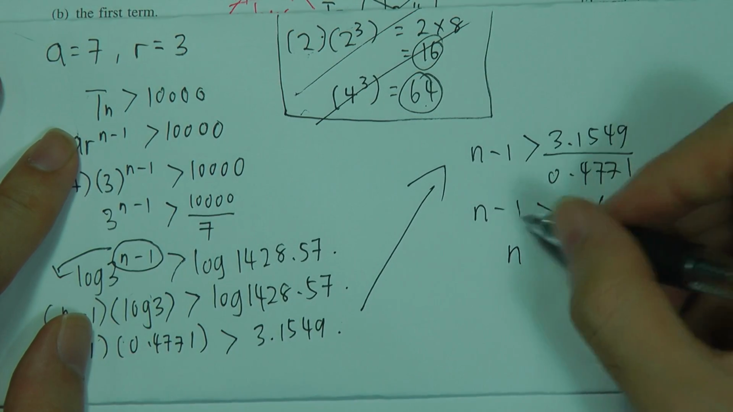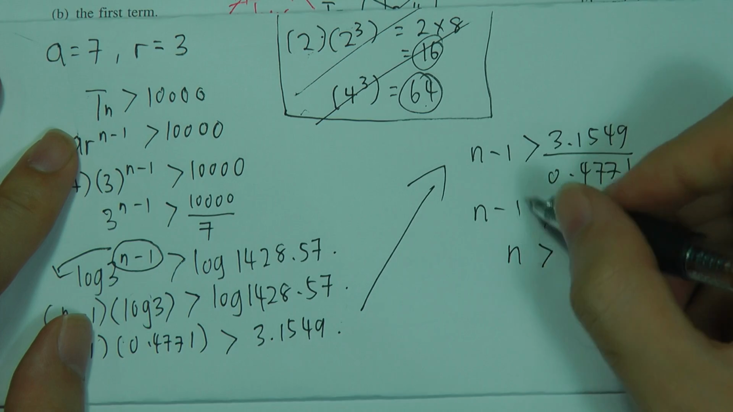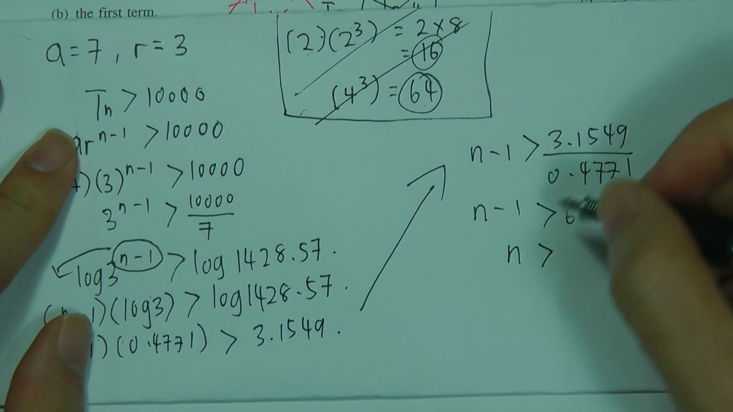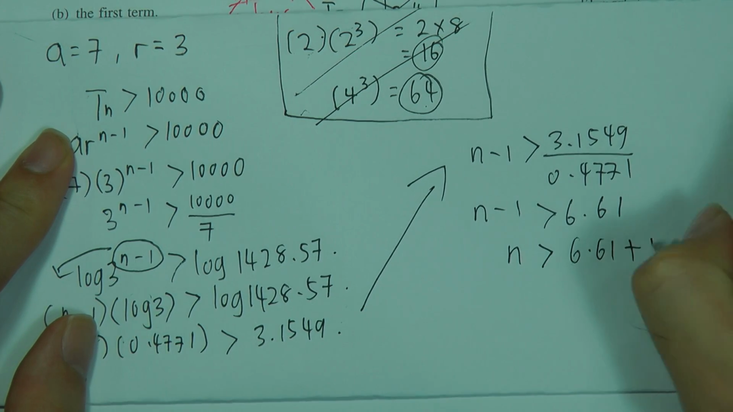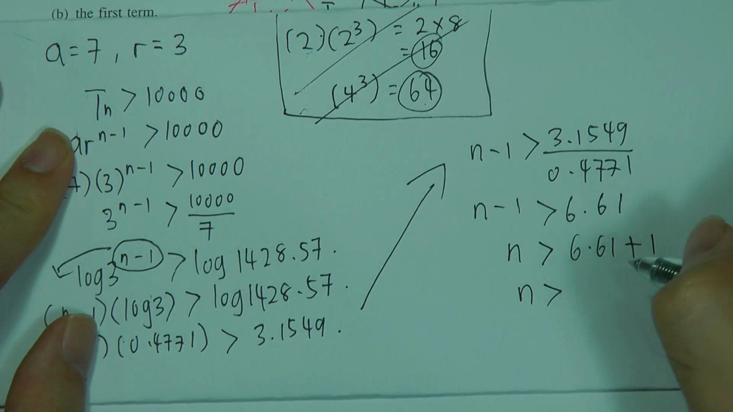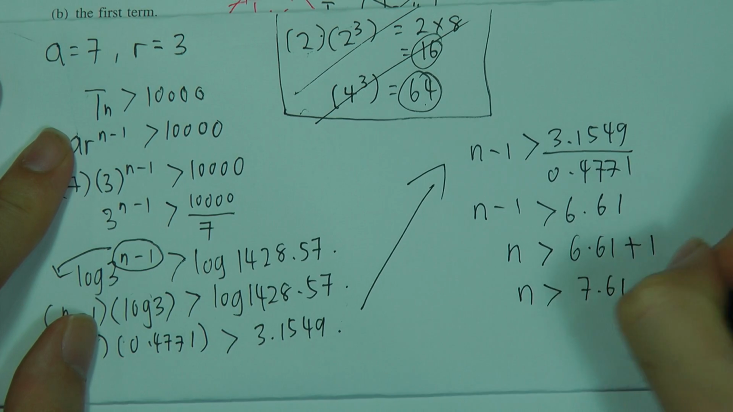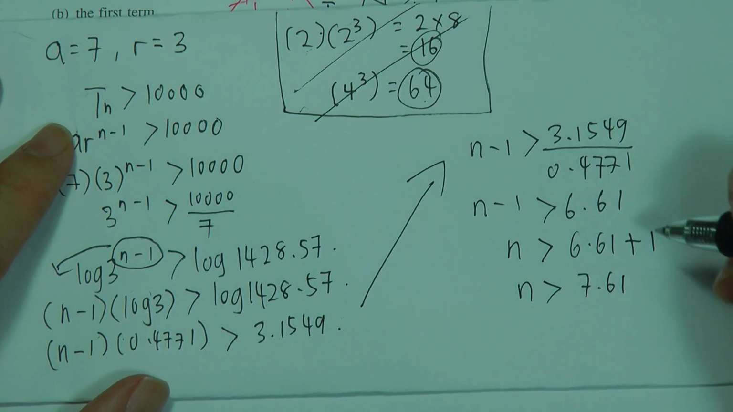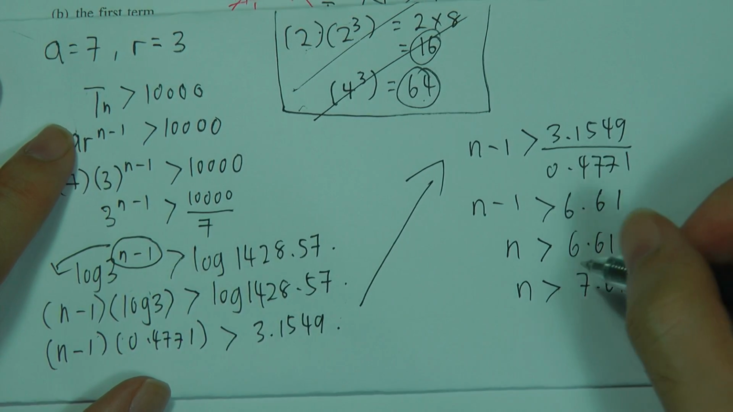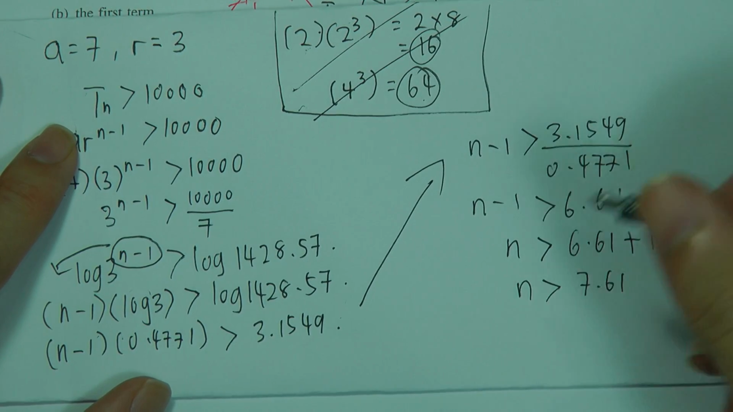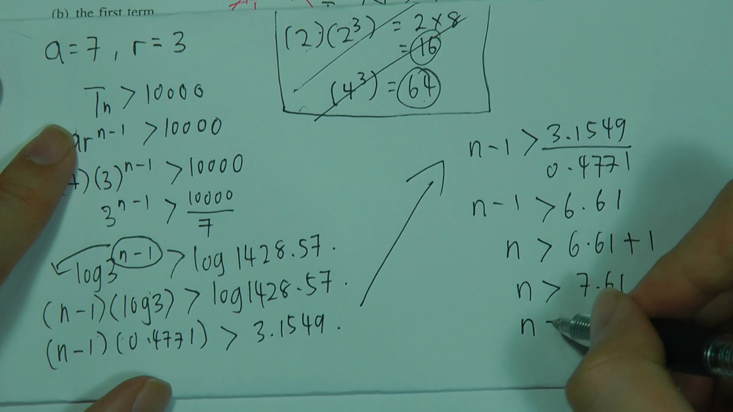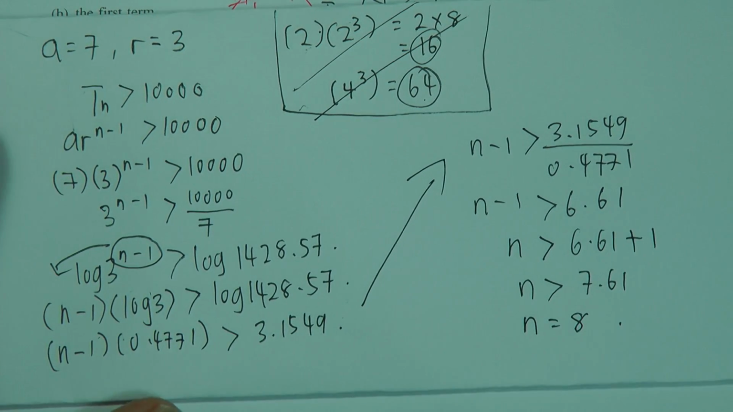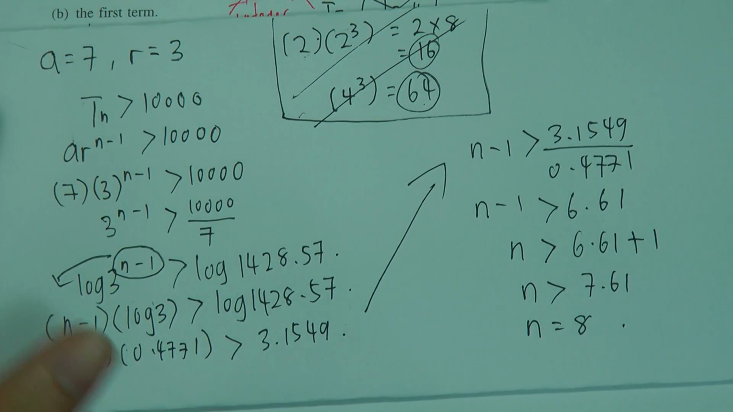This one no need to change, because it is just plus and minus only. So you will get 6.61 plus 1. So n will be bigger than 7.61. He wants the smallest value. Smallest value means you can get 8, 9, 10, 11 until infinity. So we take the smaller one. So n will equal 8. This is the smallest value of n.